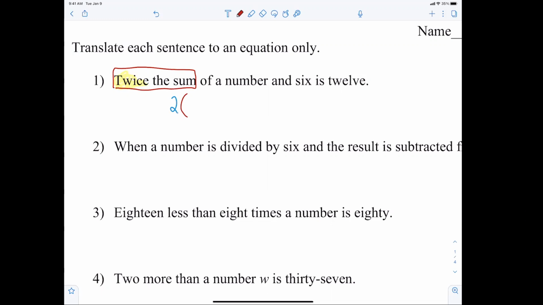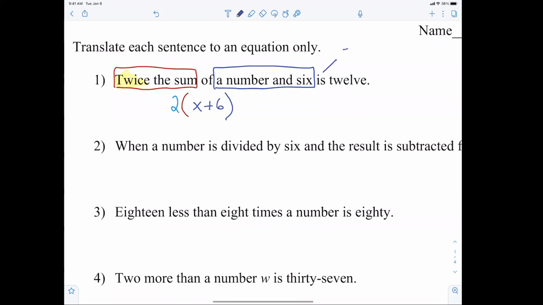Now, what am I adding? I want everybody to underline what we're adding. A number and 6. That is correct. X plus 6. Now in math, I want everybody to write your symbol or your sign or your word for equal. Equals 12. Yes. I want it like this because you're learning to write in the order that you see them. That's what's important, that you're writing in the order that you see them. So twice the sum, 2 open parentheses, x plus 6 close parentheses equals 12.